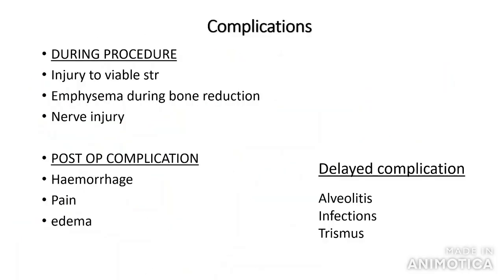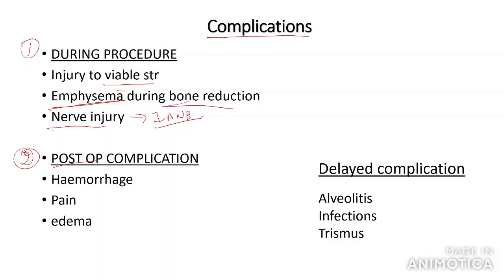After you complete the management, the last topic that I think we need to know is complications. So complications has 2 parts. First is complications while you are performing the procedure, and then complications after the procedure has been done, that is post-op. While performing the procedure, there can be injury to vital structures, like you can cut an artery, or maybe the incisions have not been placed properly, so this can compromise healing. And then definitely emphysema during the bone reduction, and of course nerve injury, mainly IANV, that is inferior alveolar nerve. Sorry, nerve, not B. I'm used to writing it as I and B. What we are talking about here is the inferior alveolar nerve.